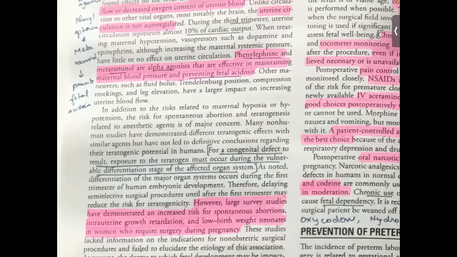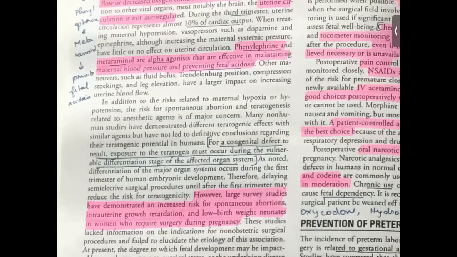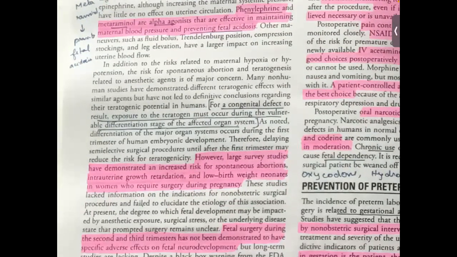So phenylephrine and metaraminol are alpha agonists that are effective in maintaining maternal blood pressure and preventing fetal acidosis. Metaraminol and phenylephrine will prevent fetal acidosis by maintaining BP and maintaining the steady blood flow to the fetus.